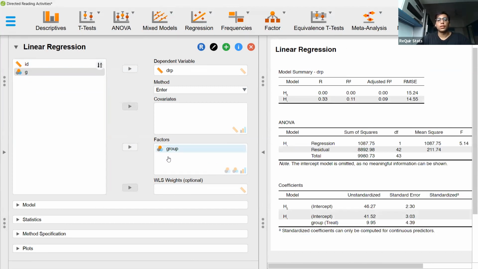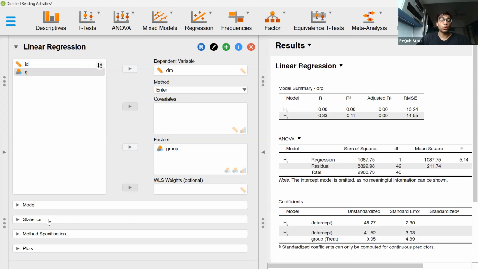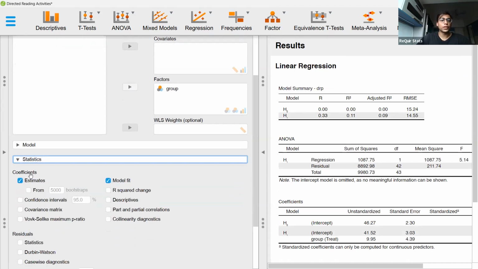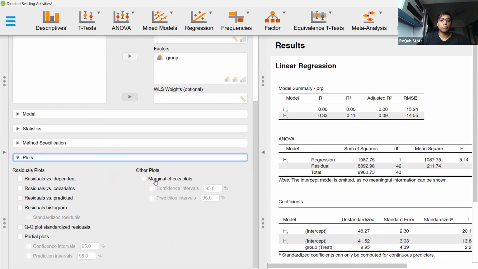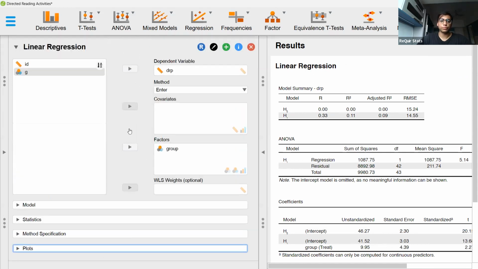So remember that factors, or categorical variables, nominal variables, ordinal variables can be put in the factors, and scale variables can be put in the covariates box. So the interpretation is a bit different. The only two things which I want to do now: go to statistics, the same things, select confidence intervals, and go to plots and select marginal effects plots with confidence intervals.